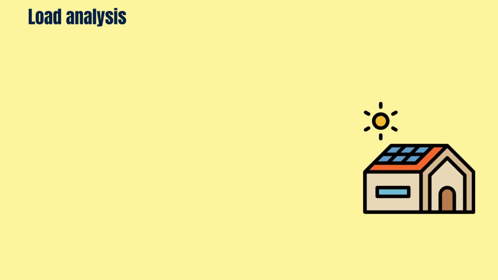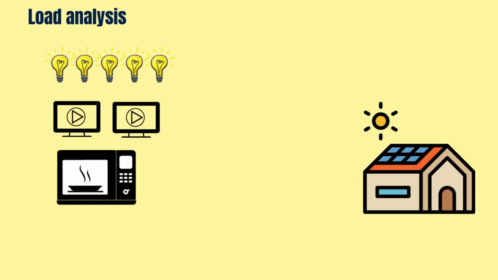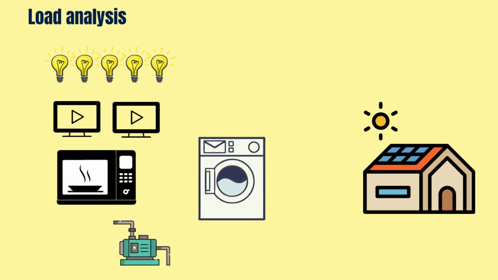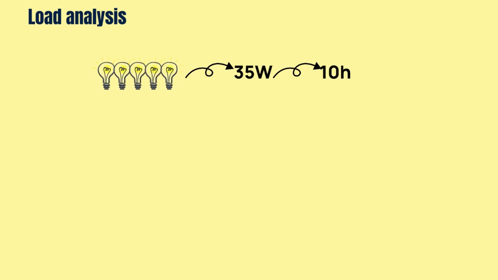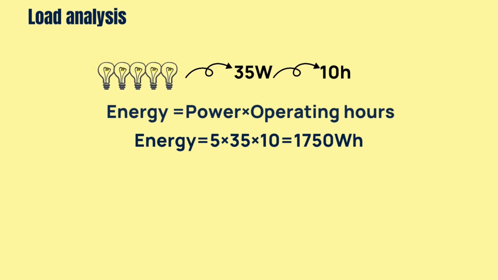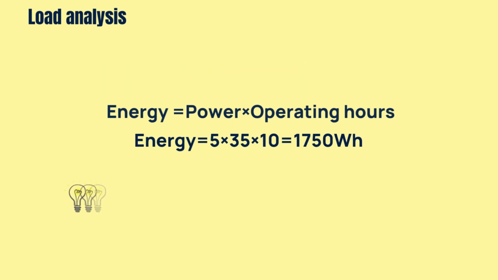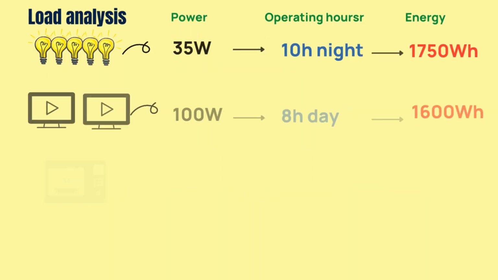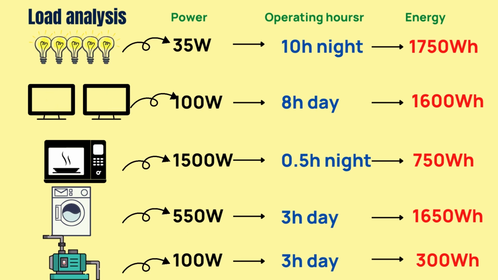Assume this is my house. I have 5 lights, 2 televisions, a microwave, a washing machine and a water pump. Now we have to determine the energy that each appliance consumes. Each one of my lights consumes 35 watts, and I turn them on at night for 10 hours every day. So according to this equation the total energy consumed by these lights is 1750 watt-hours, and we will repeat that for each appliance we have.